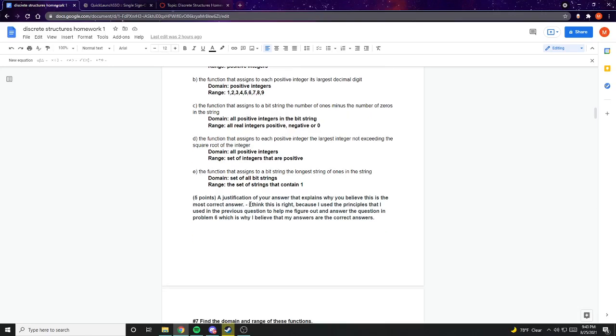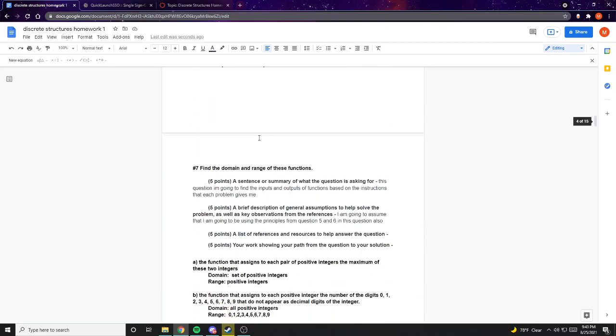A justification. I don't know why this is all bolded, but I think this is right because I used the principles in the previous questions to help me figure out and answer the questions in problem 6, which is why I think it's the right answer.